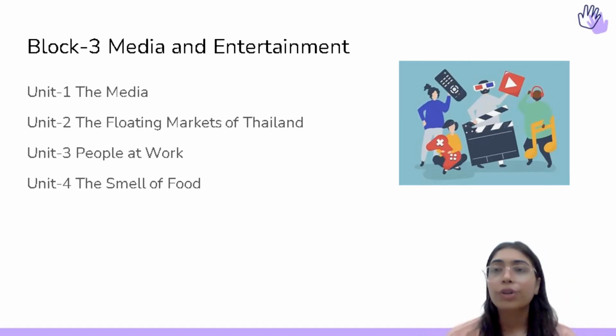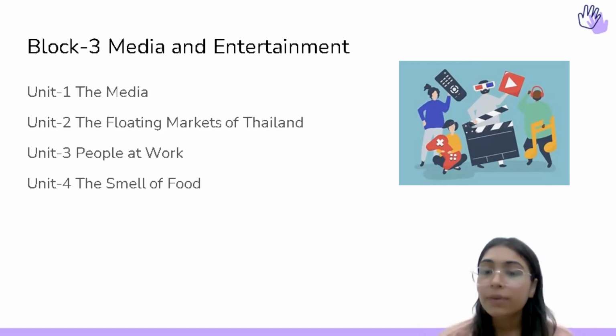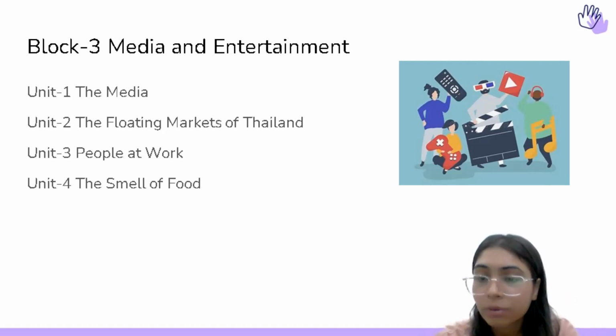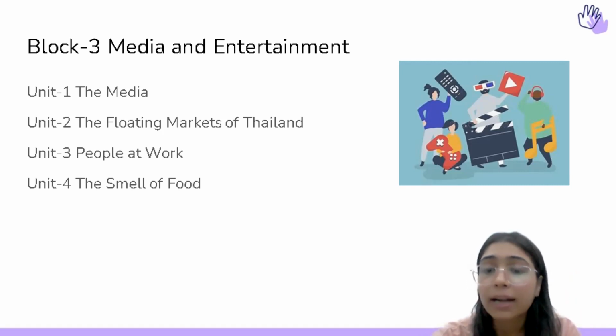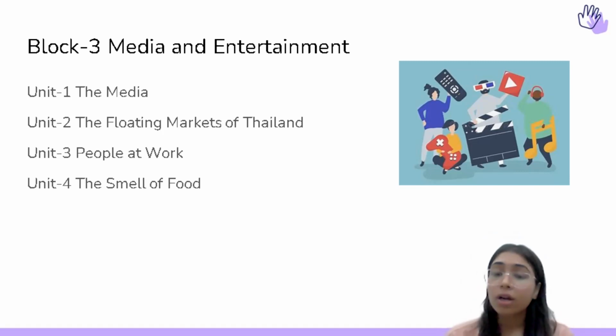And the next is the floating markets of Thailand. So there is this module that is included that will help you to read an exploratory piece and understand the main points of Thailand markets, make inferences from the text, and to understand patterns और उनको generalize करना सीखना। And also there is a particular unit, the next unit, that is people at work.